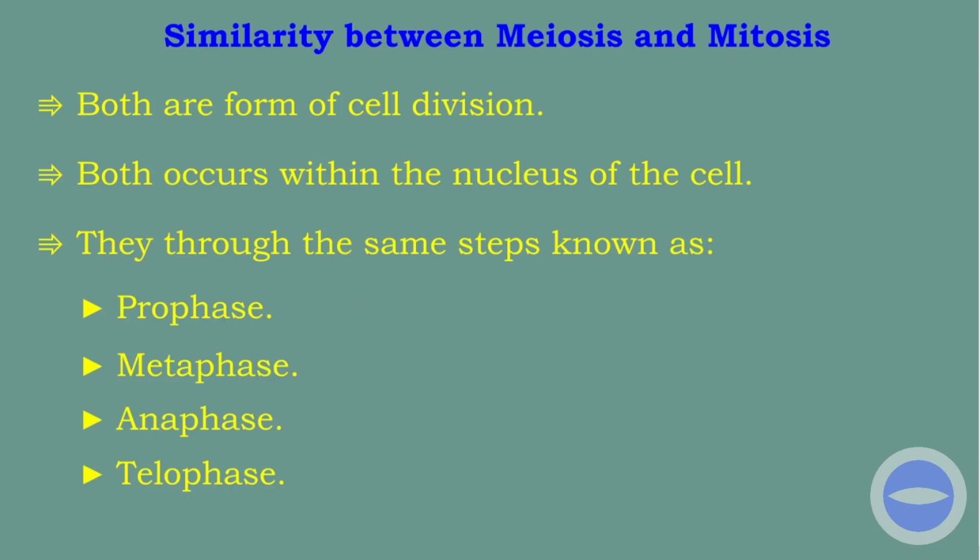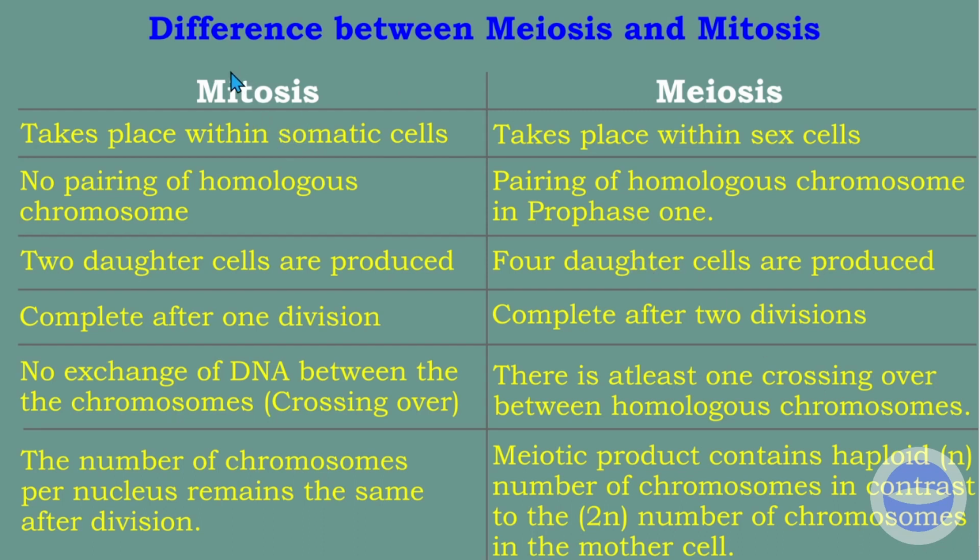Now we have to explain the differences between meiosis and mitosis. Mitosis takes place within somatic cells. Somatic cells are body cells, and meiosis takes place within sex cells. So this is the difference. This one takes place in somatic cells. This one takes place in sex cells. And then, in mitosis, there is no pairing of homologous chromosomes. In meiosis, there is pairing of homologous chromosomes in prophase 1. So in prophase 1, there is pairing of homologous chromosomes during meiosis.